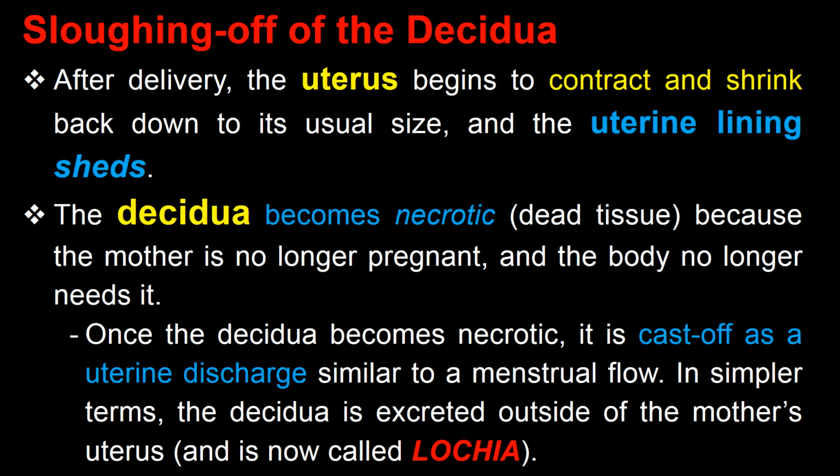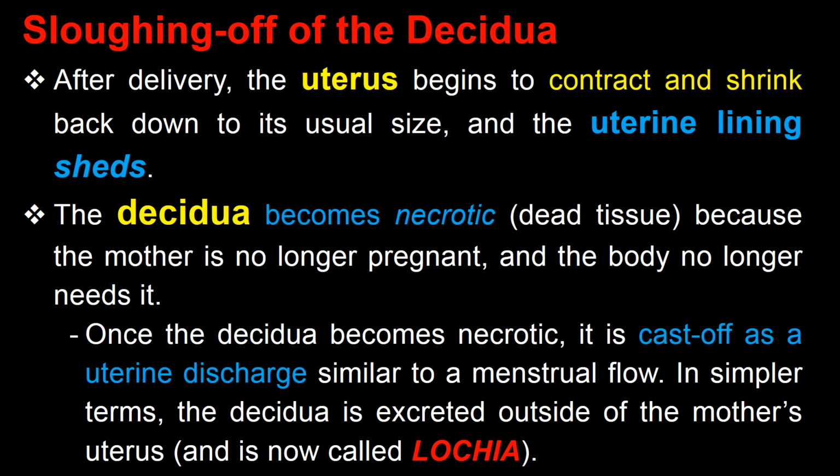Why does the body need to get rid of the decidua? Because the mother is no longer pregnant, therefore the uterus does not need to be very vascular. It no longer needs many blood vessels because it is not feeding a growing fetus anymore. Therefore, the decidua should shed off because it is no longer needed. So what happens? The decidua becomes necrotic. It becomes dead tissue because the mother is no longer pregnant and the body no longer needs it.